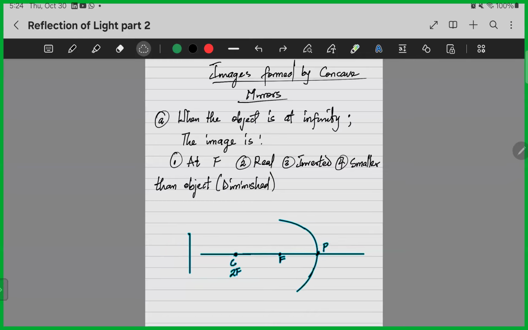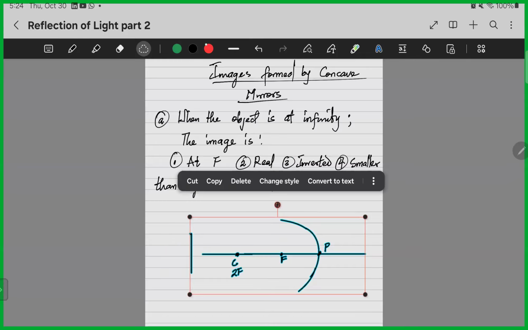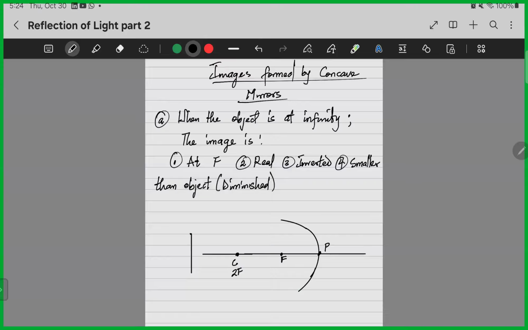Yeah. So now I have this. Let's say this is the object standing up like this. That is, the object is standing and facing up. Now I want to produce the image of this object. This is the object at infinity.